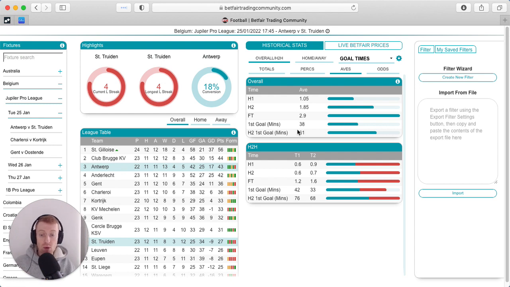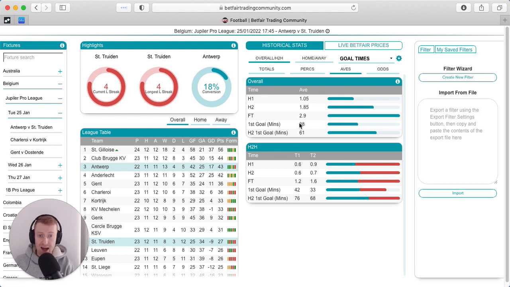Now, if you pair this stat with the first one, straight away, you're starting to build up a picture of this game. You've now got potentially 38 minutes to sit, watch this game, and see if Antwerp are actually battering St. Truden, and then you know that Antwerp score first, St. Truden concede first, that is mirrored up, it's both high percentages, both over 70%, and the average first goal comes at 38 minutes. So you've got lots of opportunities now.